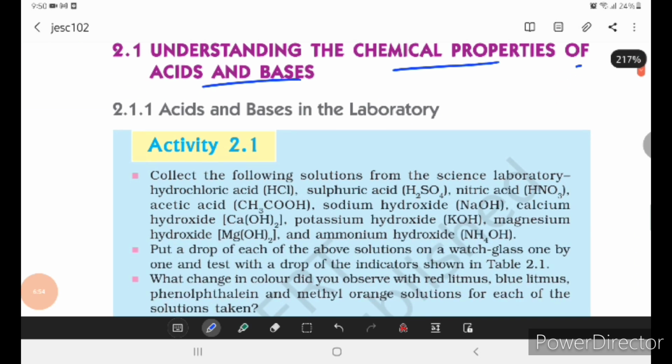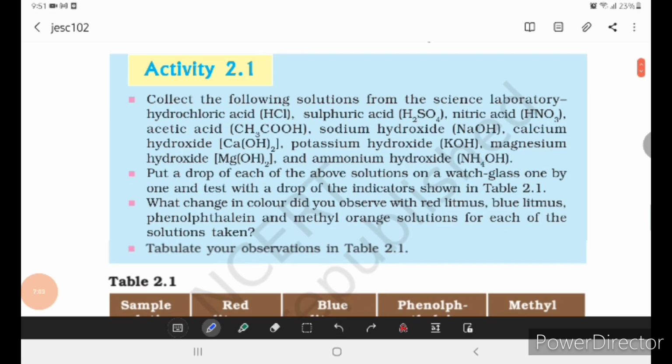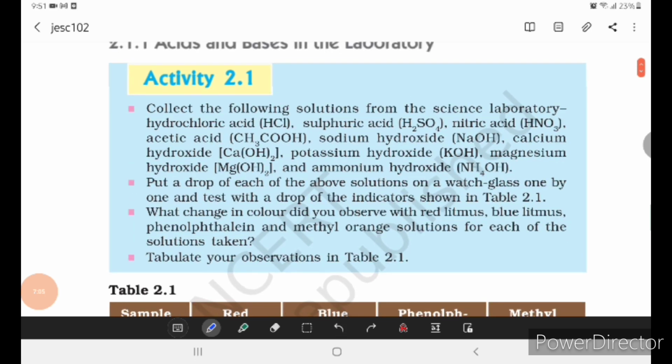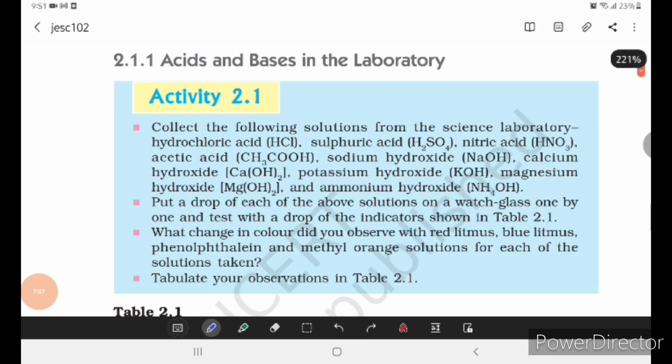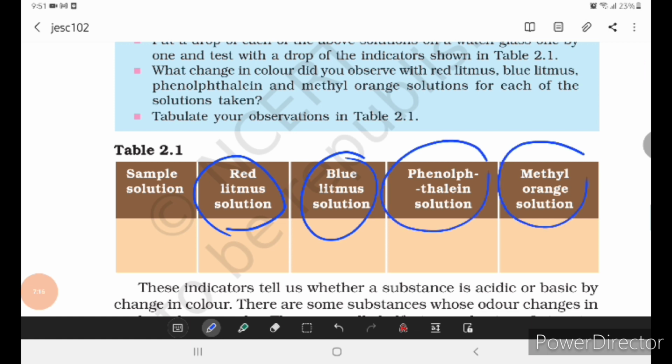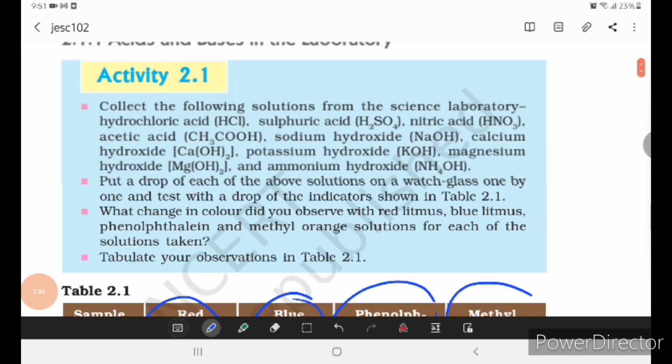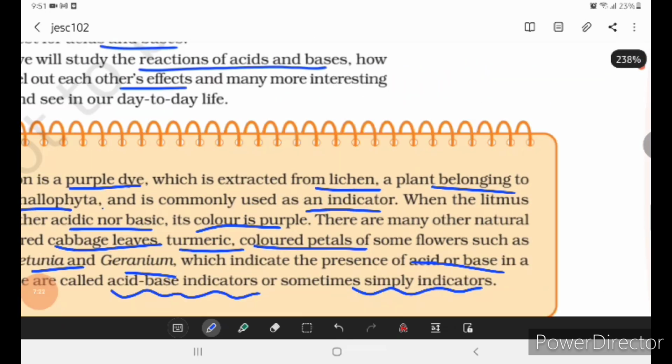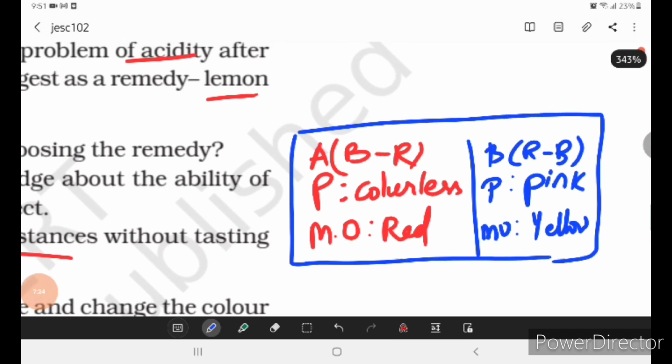Today in this video we are going to know about the chemical properties of acids and bases. Today we'll just know about how acids and bases are identified in the laboratory. So, acids and bases in the laboratory. Now, activity 2.1 says that you are given some solutions and asked to test with the red litmus solution, blue litmus solution, phenolphthalein solution and methyl orange solution. Among these, the action of litmus on acids or bases is known to us, as I mentioned in the starting of the video itself.